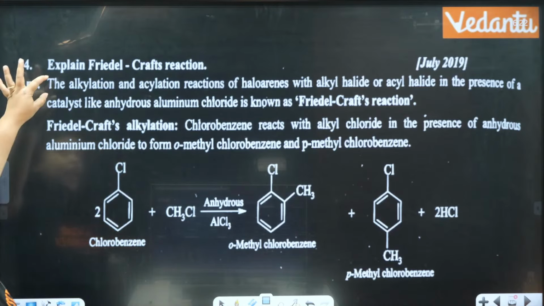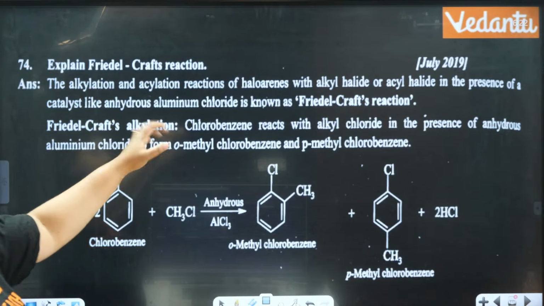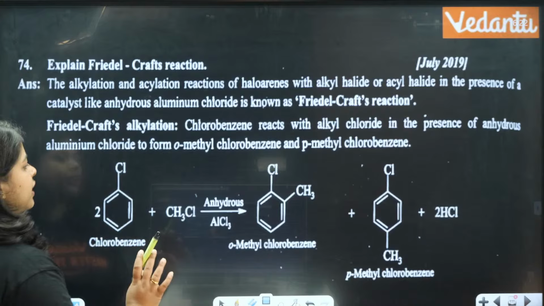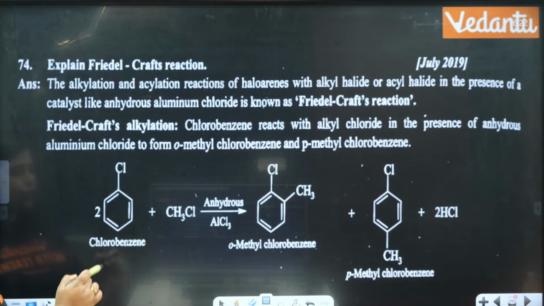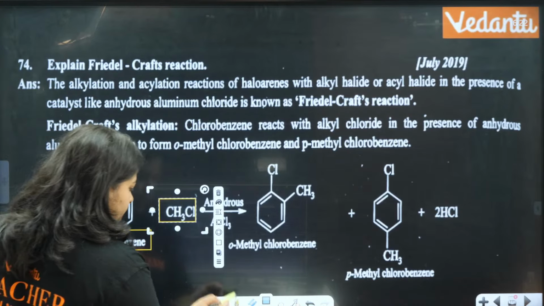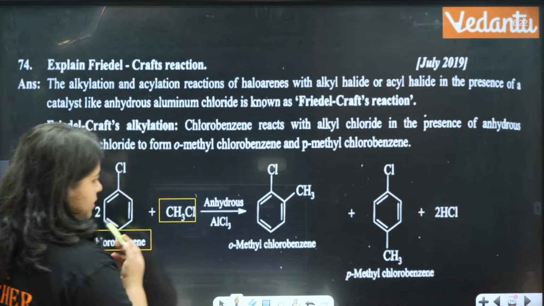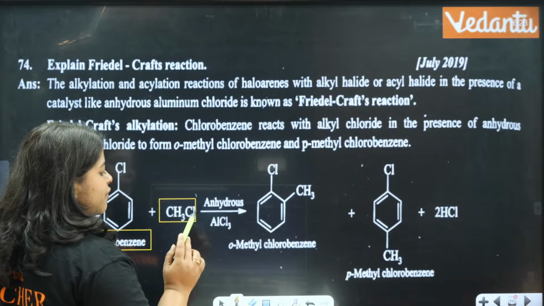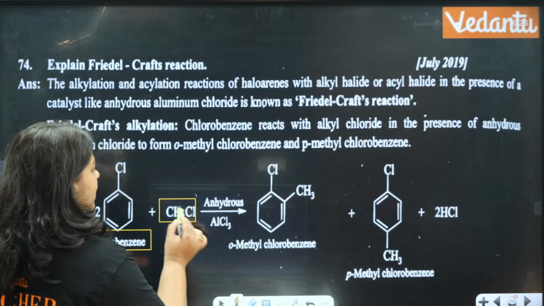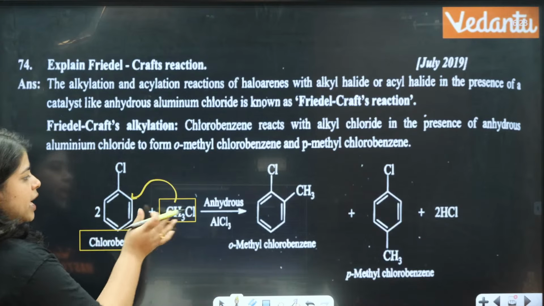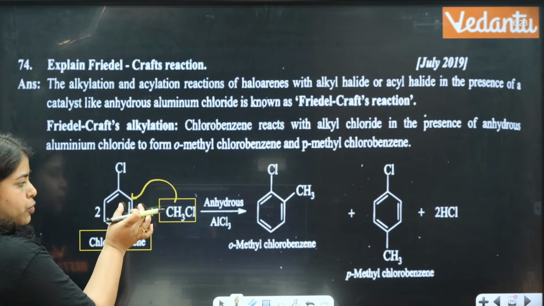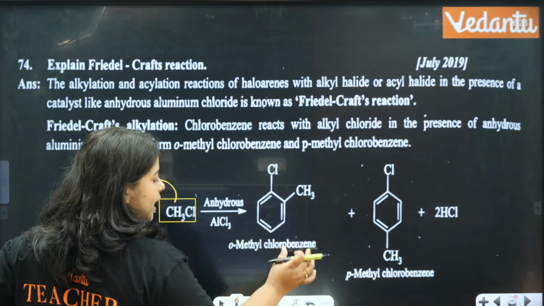Okay. The alkylation and acylation reaction of haloarenes with the alkyl halide. See how it reacts with the alkyl halide here. They have taken chlorobenzene, and it is getting reacted with CH3Cl. You were saying Cl would not attack, but it is getting attacked with CH3Cl. So we find ortho-methyl chlorobenzene is being formed. CH3 will attach to the ortho position.